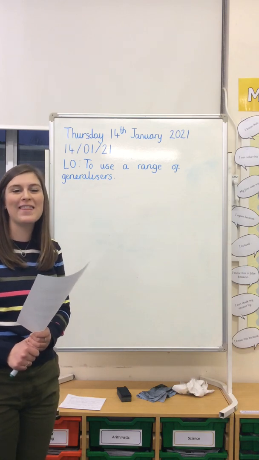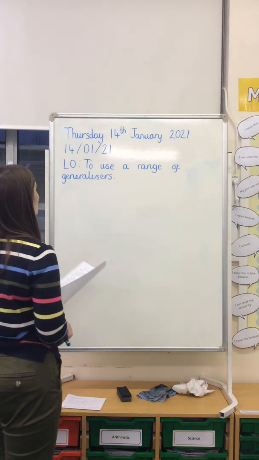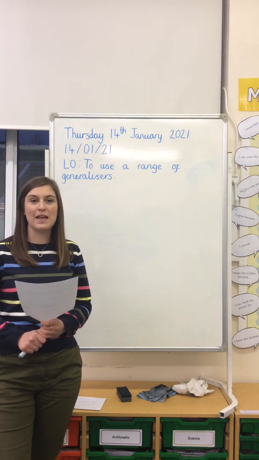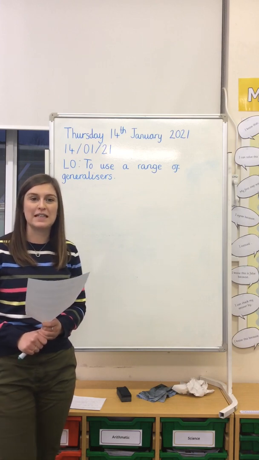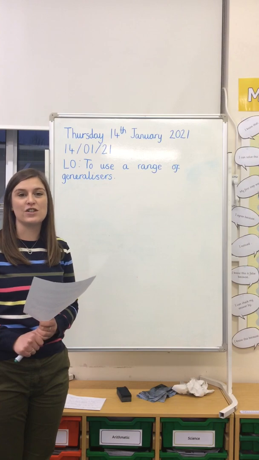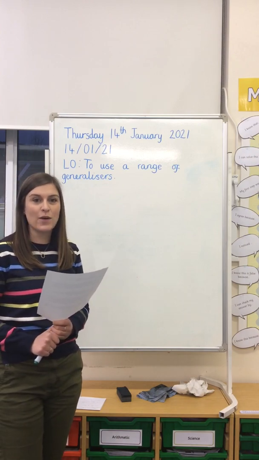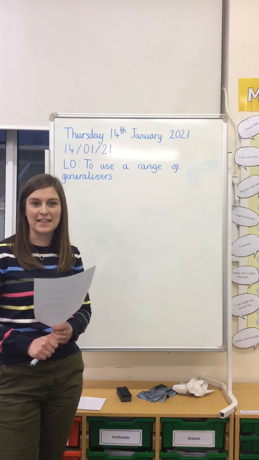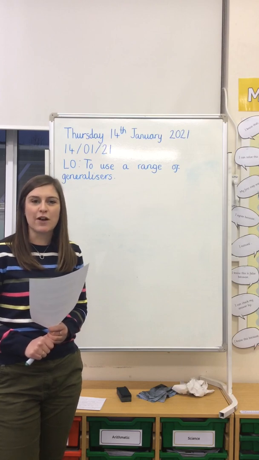Stars. So with aliens today, you are going to be looking at the learning objective to use a range of generalisers. You've already done your story maps this week, looked at the vocabulary, and then yesterday what you should have hopefully completed is looking at the features of non-chronological reports. So what we're going to do today is you are going to try and identify which generalisers are in the text aliens, and then try and write sentences about the creature you wrote about the other day.